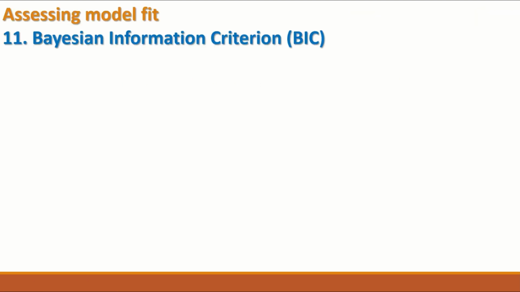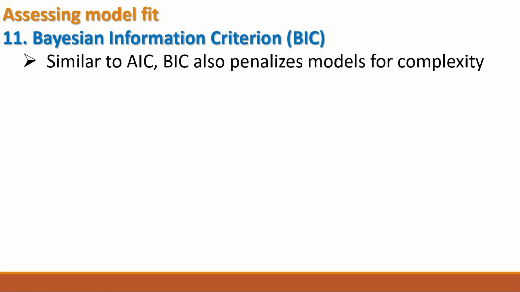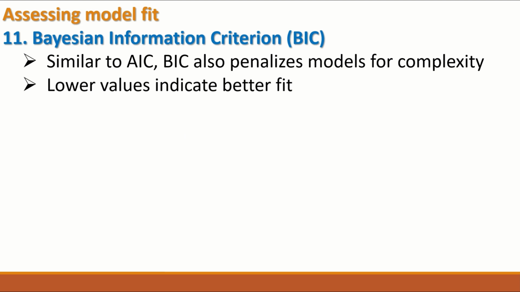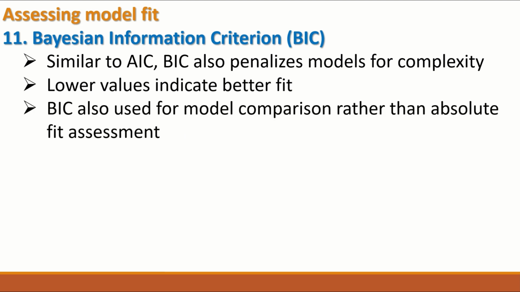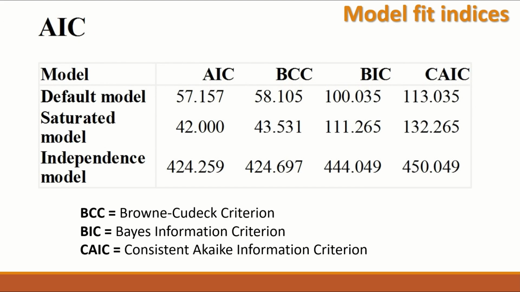And another index is the Bayesian Information Criterion, BIC, which is similar to AIC. BIC also penalizes models for complexity. Lower values indicate better fit. BIC is also used for model comparison rather than absolute fit assessment. Shown here in this table are the BCC for Browne-Cudeck criterion, BIC for Bayes information criterion, and the last one for consistent Akaike information criterion.